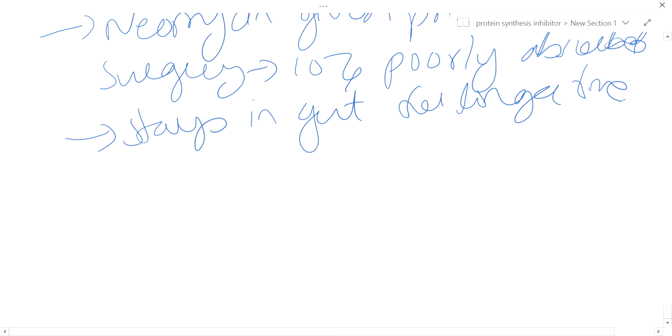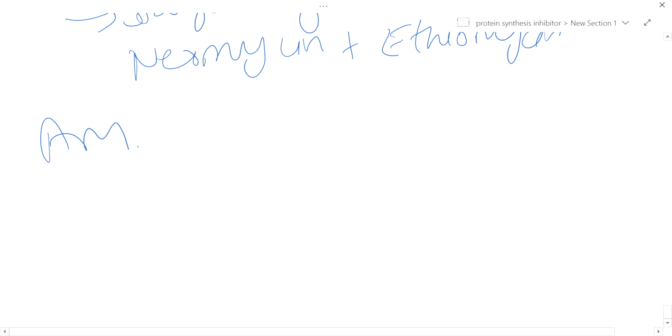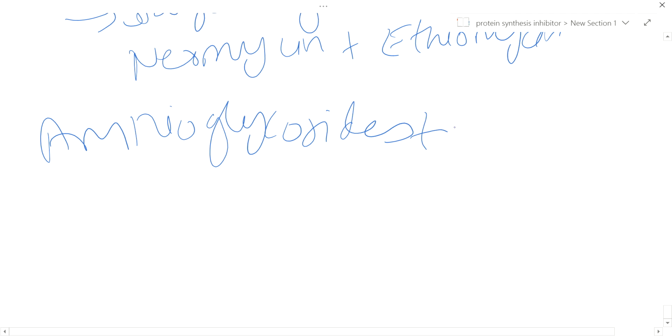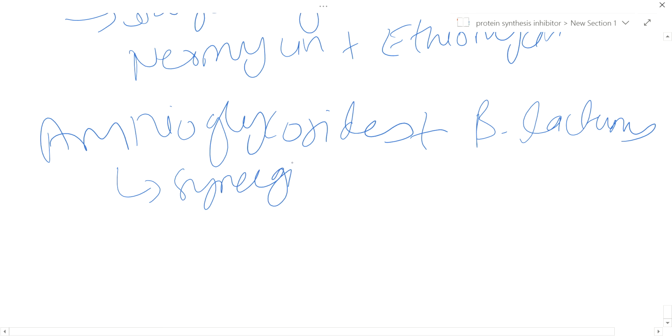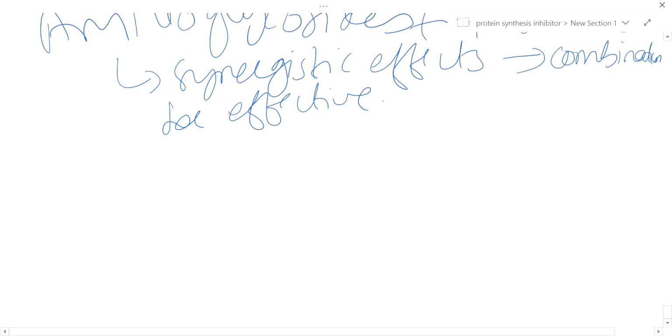Neomycin is often given with erythromycin. This group of aminoglycosides is often combined with beta lactams. Why? Because they have a synergistic effect. So their combination is more effective. Let's learn about some of its combinations.